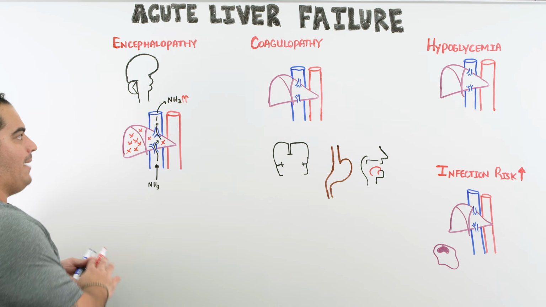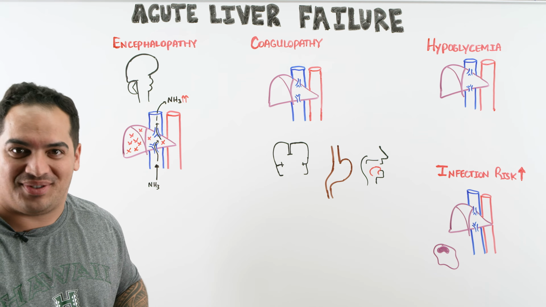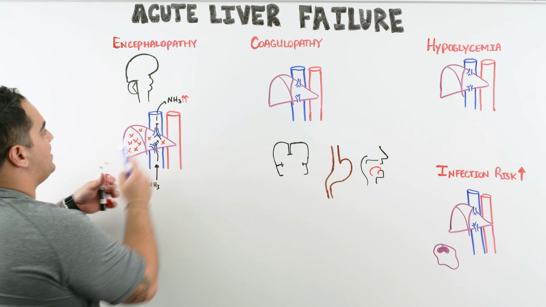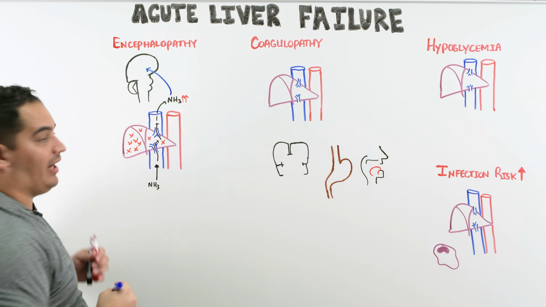Now what we know is that ammonia loves the brain. It loves the astrocytes of the brain. And what happens is it goes and it actually gets taken up by these astrocytes in the brain.